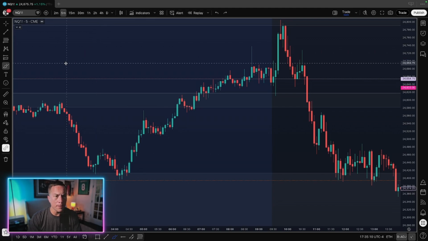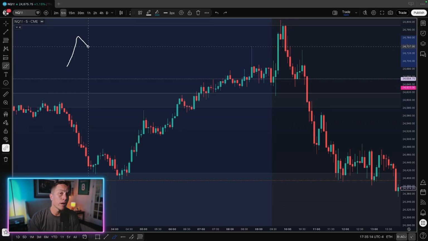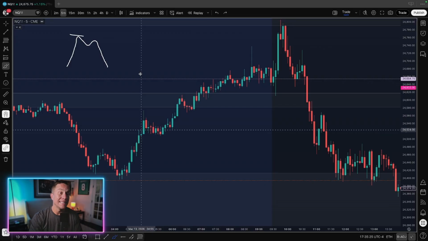The other option here would be an M pattern. So we'll push up, we'll come down, try to find buyers to then push up, but we won't get to the top, right? We'll come back down, okay? So we're creating lower highs on this. And that's exactly what we saw here.